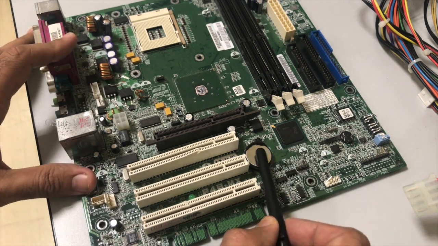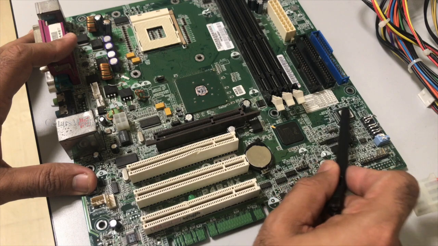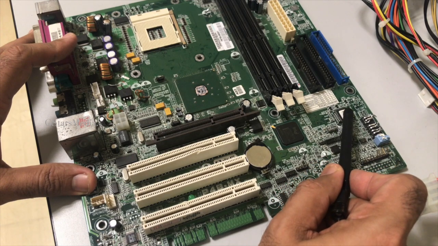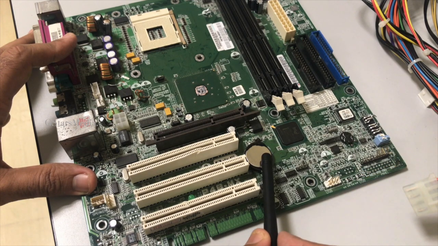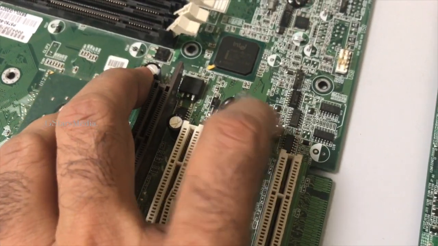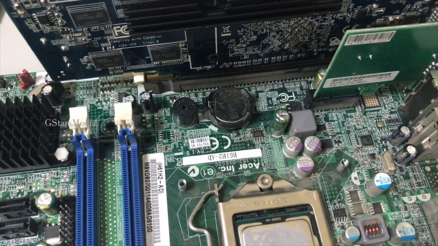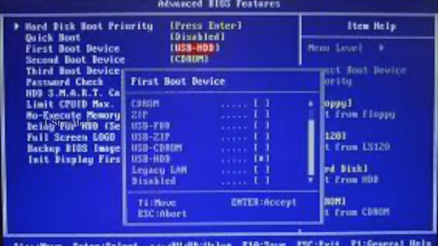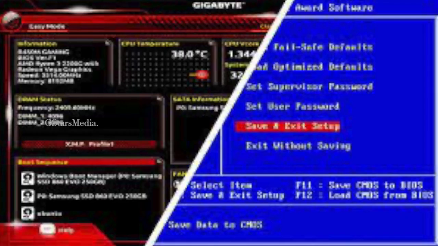BIOS/UEFI. The Basic Input-Output System (BIOS) or the Unified Extensible Firmware Interface (UEFI) is a firmware that initializes and configures hardware components during the boot-up process. It also contains settings that can be modified to configure the system's behavior.